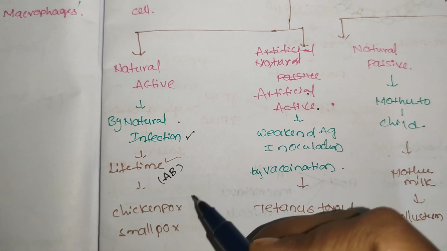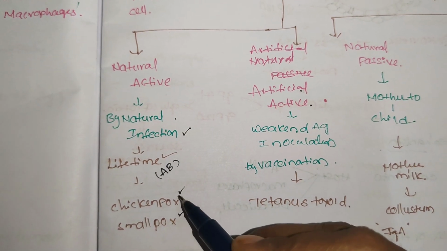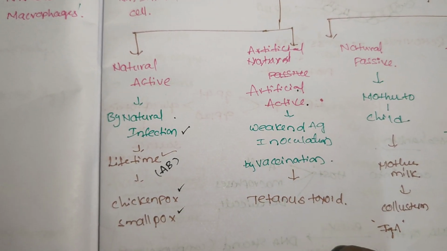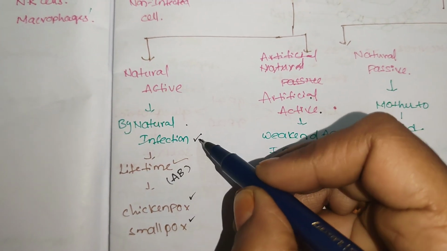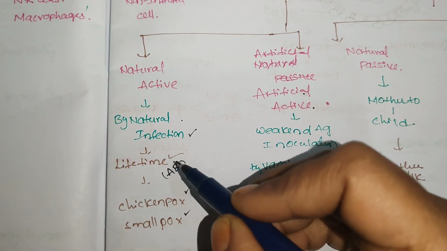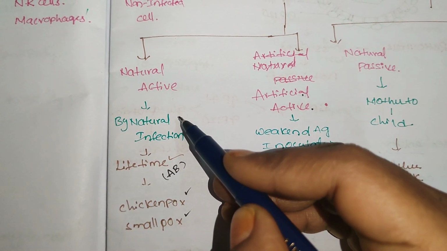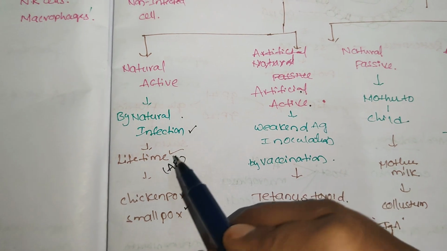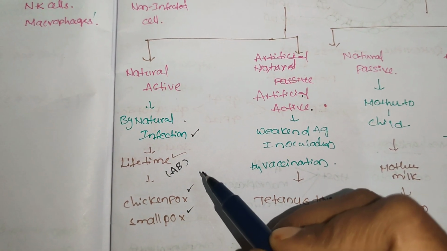Example: mostly everyone gets chickenpox and smallpox. Due to the infection of the microbes, we produce antibodies, and those antibodies will last a lifetime. That is natural active acquired immunity. The next time, they won't get this type of disease.